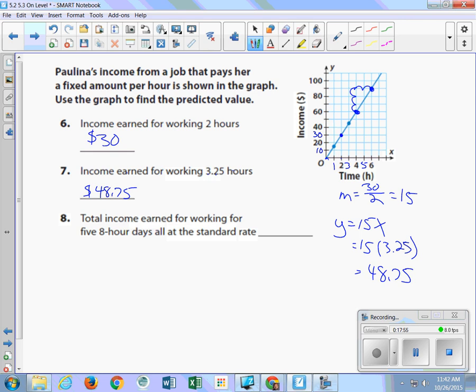All right, total income earned for working 5 8-hour days, all at the standard rate. So if I did y equals 15 times 8, I'm going to get, see, that's 5 times 8 is 40, 120. And then I multiply that times 5, because it's 5 8-hour days. You're going to get 0, there's 10, $600 for 5 8-hour days. That's $600 a week.